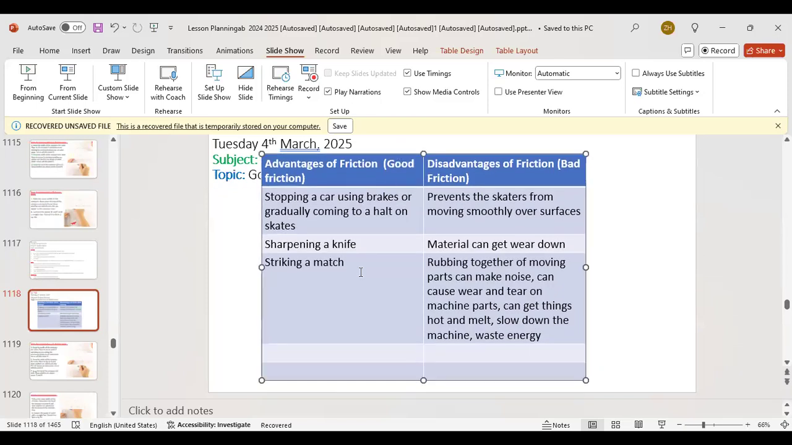How many persons are writing these notes down? Are y'all writing these notes down, or are y'all just watching me? Let me know, please, if you're writing these notes.